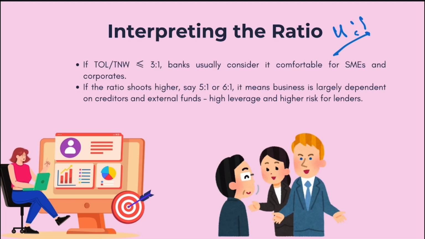I have also seen in my career that some businesses have a ratio of more than 100, meaning their whole business is dependent on external borrowings, and this is very dangerous for a banker.